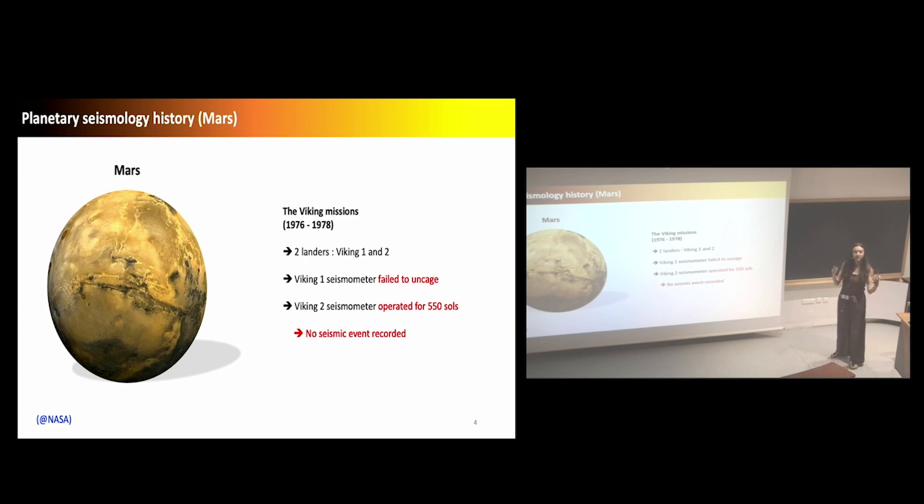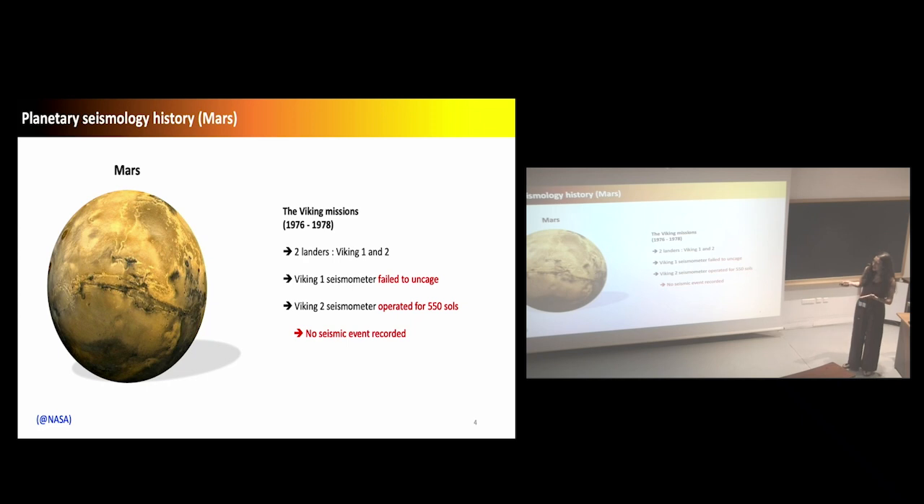When we talk about a sol, it means 1 Martian day, which is a little different from what we have here on Earth. Unfortunately, here also they were not able to record any seismic event, and the reason is that the seismometer was fixed on the lander. So for this mission, they were about 1 meter from the surface to get seismic events. I can let you imagine how frustrating that could be.